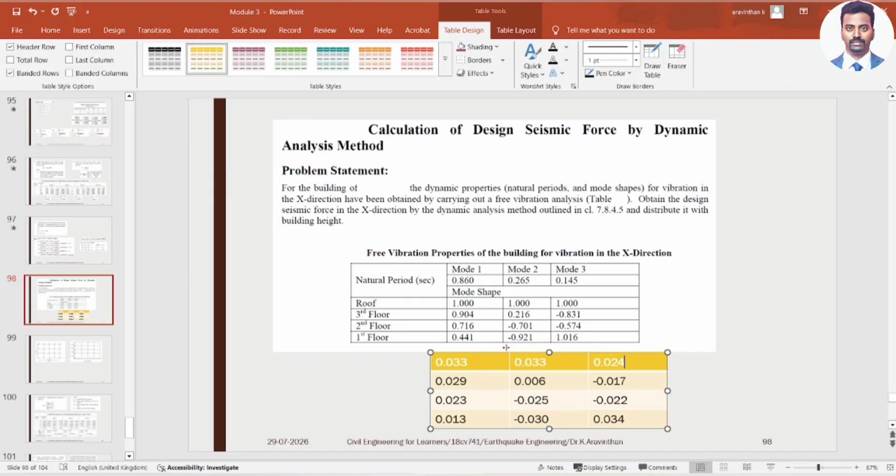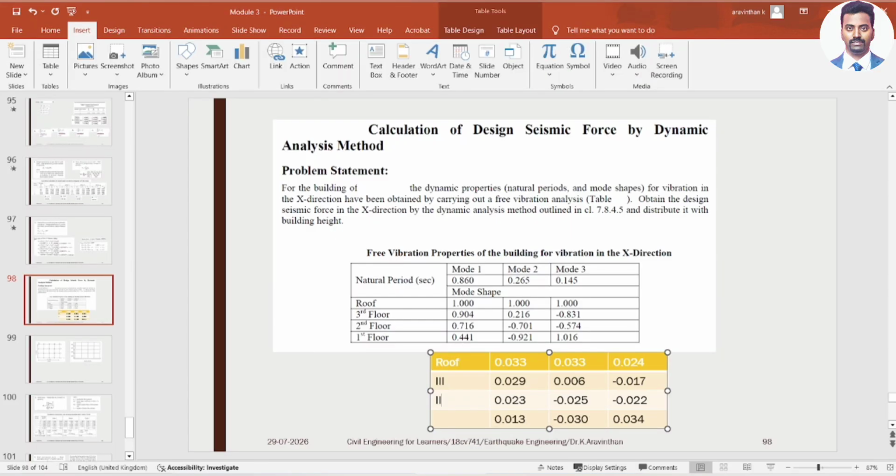These are all called displacement. So what do you mean by mode shape is with respect to roof. What is the displacement in each and every floor? This is what has been taken here. Now we know that this is roof, this is second, first, and the ground. Now let us find the mode shape value with respect to roof.